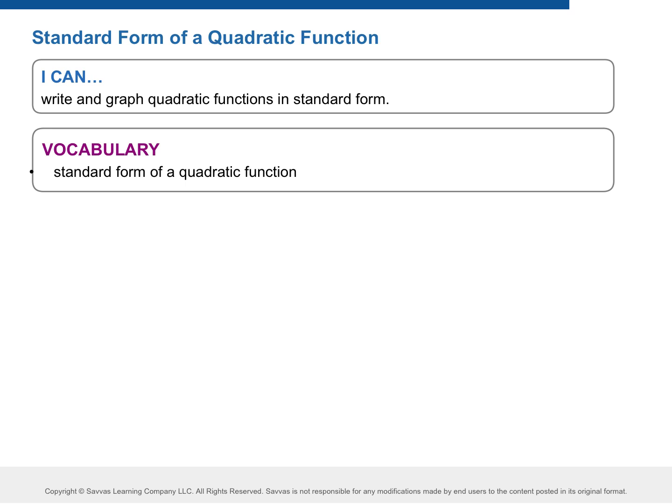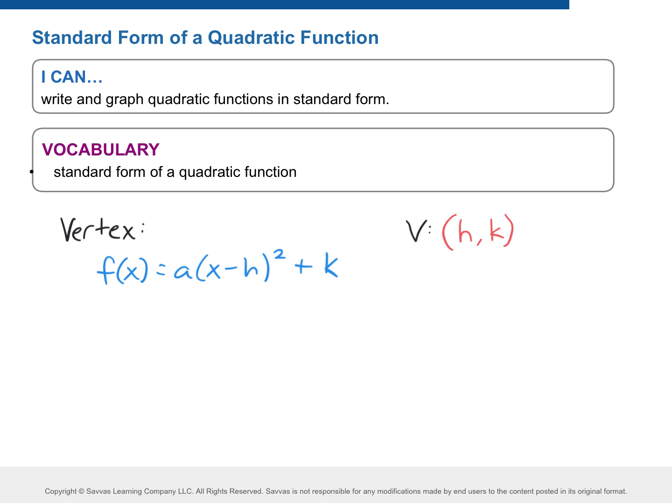Yesterday we talked about vertex form. That form was f of x equals a times x minus h squared plus k. Let's talk about a few things here. What's the vertex? What stands for the vertex in that form? H and K. H and K is the vertex. That's why it's called vertex form, because you can take the vertex right out of the formula. You don't have to do any math with it.